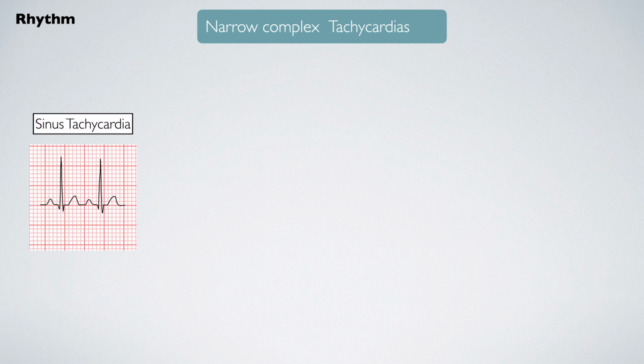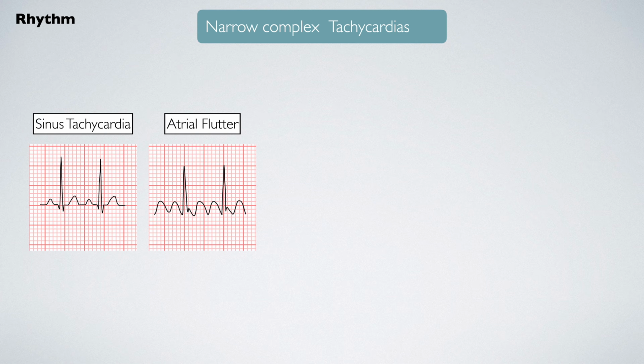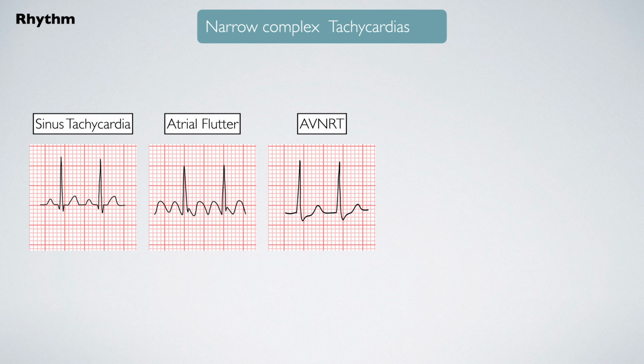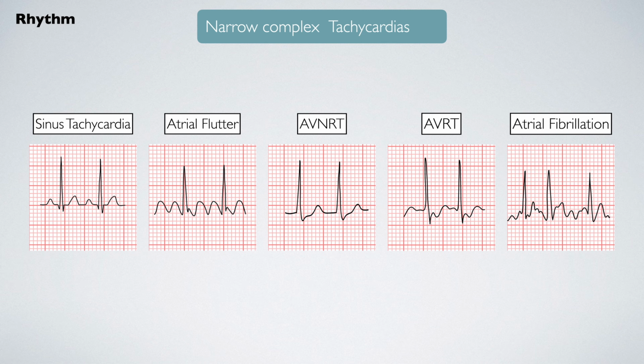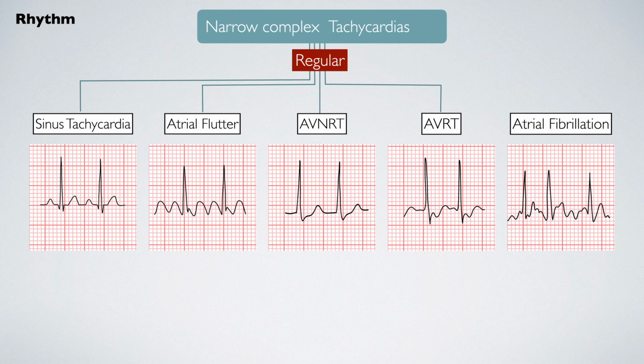These include sinus tachycardia, atrial flutter, atrioventricular nodal reentrant tachycardia, or AVNRT, atrioventricular reentry tachycardia, abbreviated to AVRT, and atrial fibrillation. The first 4 of these narrow complex tachycardias have a regular rhythm, whereas atrial fibrillation has an irregular rhythm. Let's take a look at each of these presentations now, starting with sinus tachycardia.